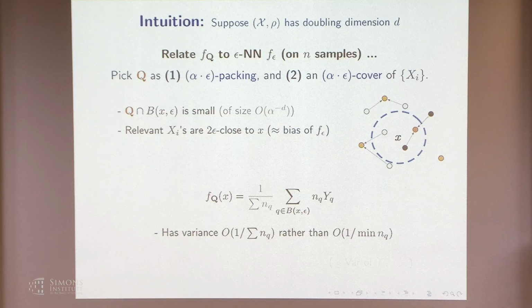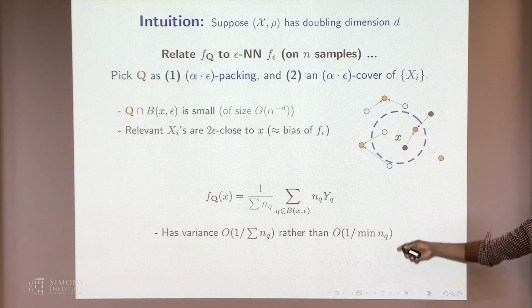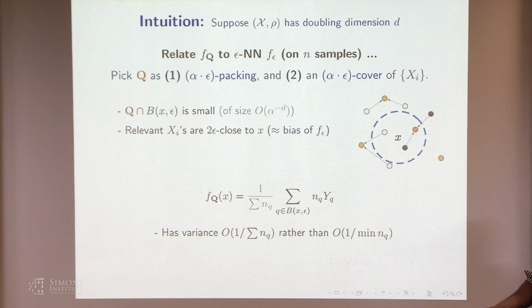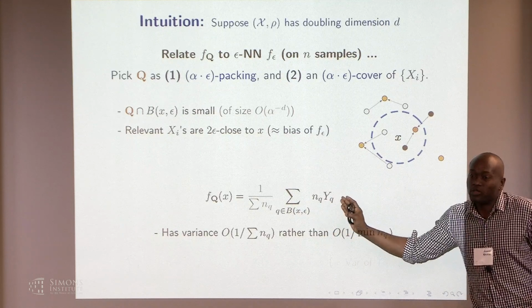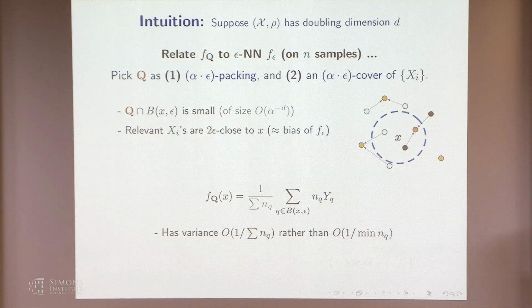As opposed to 1 over mean NQ. NQ here is just the number of points assigned to every Q, rather than 1 over mean of Q, which would have been the best we could show if we just used the average. So now, what's left here is to show that 1 over sum NQ is actually not too small. That sum NQ is actually not too small. Okay. So the number of points that contributed to the estimate cannot be too small.